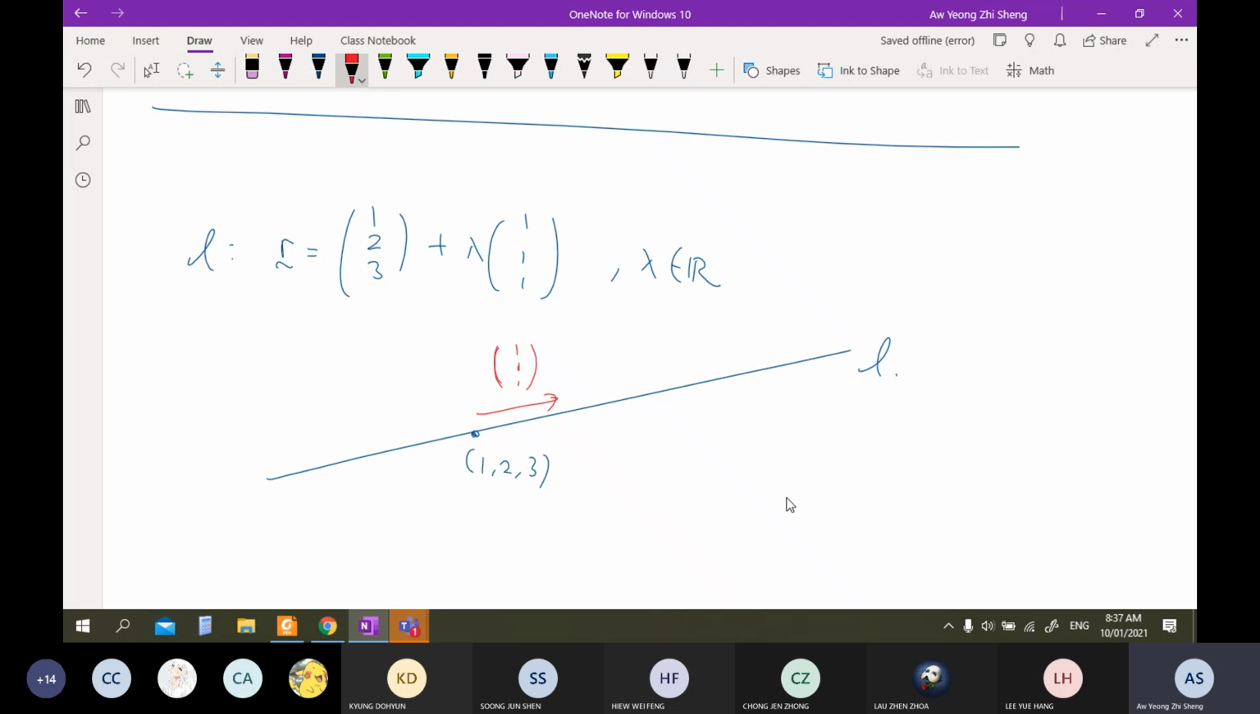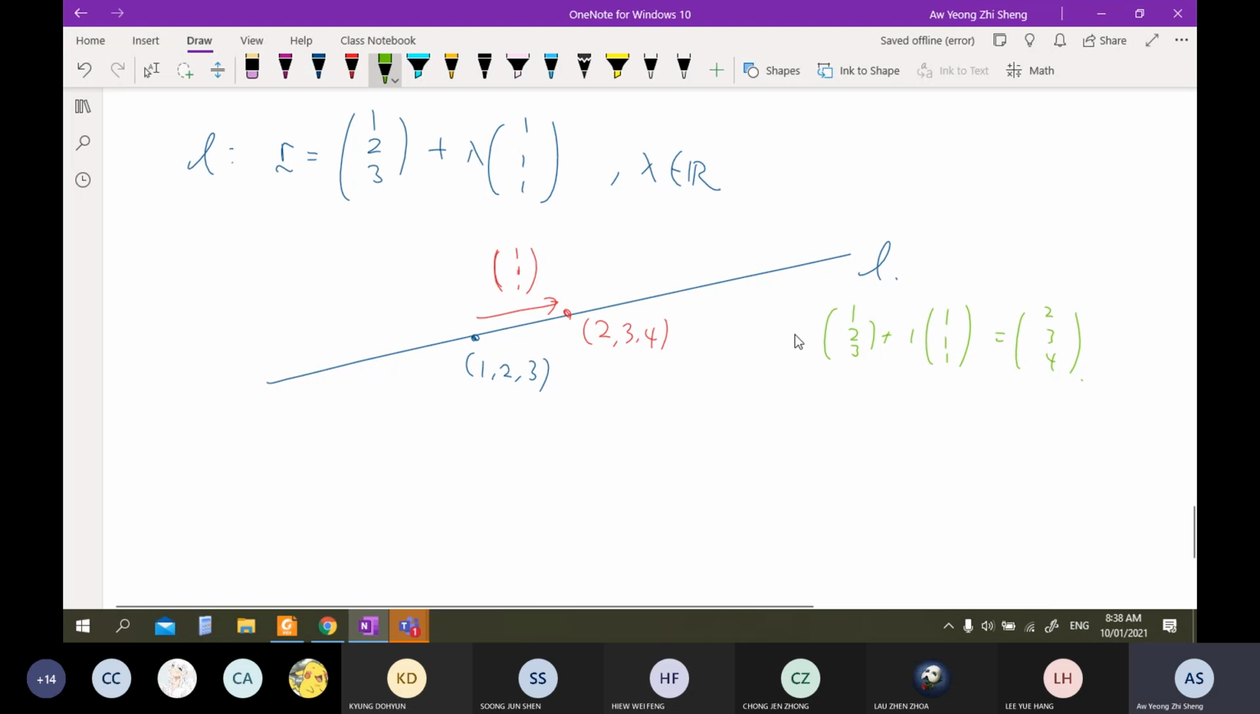Now, for the case when lambda takes the value of 1, it will lead me to the point (2, 3, 4), for sure. Because (1, 2, 3) plus 1 times (1, 1, 1) will lead me to (2, 3, 4). And this is actually r. When lambda is equal to 1, r will be equal to (2, 3, 4). So what is r? r is a general point. This is the position vector of a general point on L.